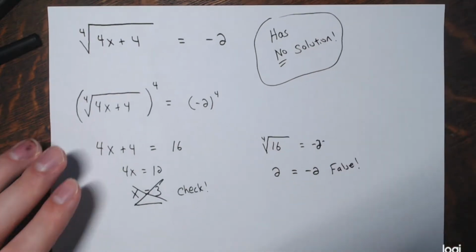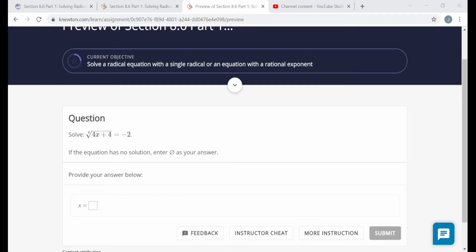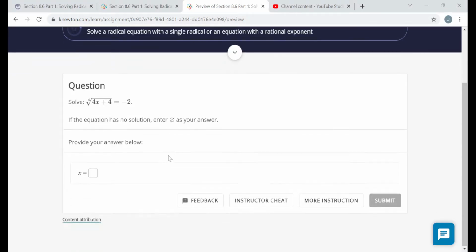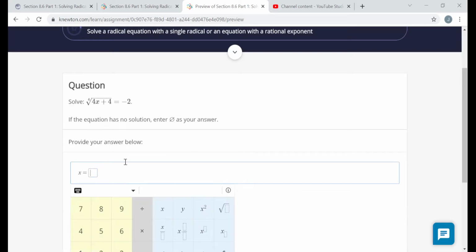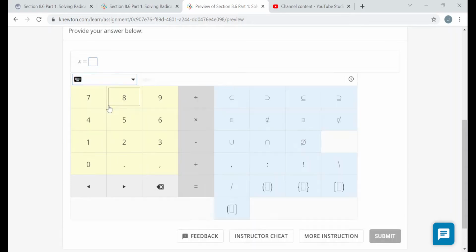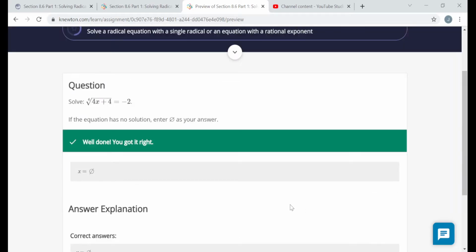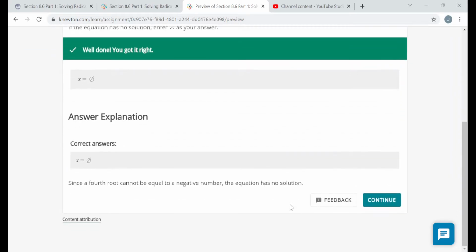This equation has no solution, and they told us in the instructions to enter that empty set symbol, this circle with a slash through it, if there's no answer. And I guess I'm going to have to go to the sets area and choose this here, and submit. And again, please read through your answer explanations.